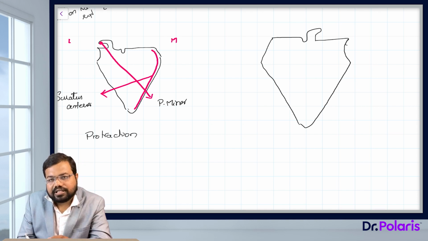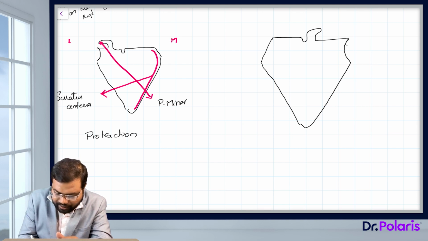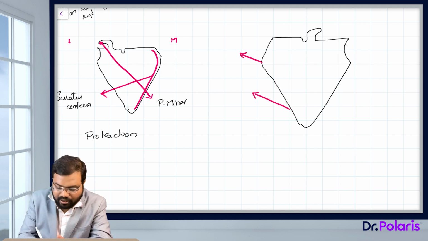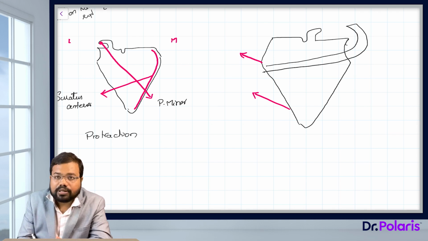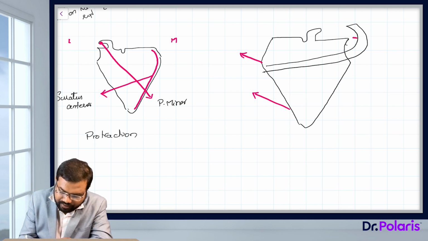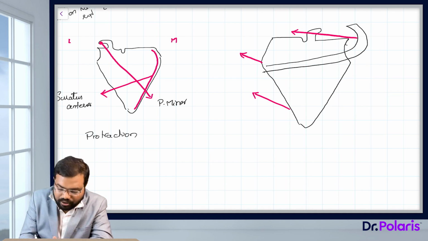The retraction is by the muscles called rhomboides minor and rhomboides major. This spinous process continues as the acromion process, and over the acromion process the fibers are inserting, and those fibers are the middle fibers of trapezius. That causes the backward pull.